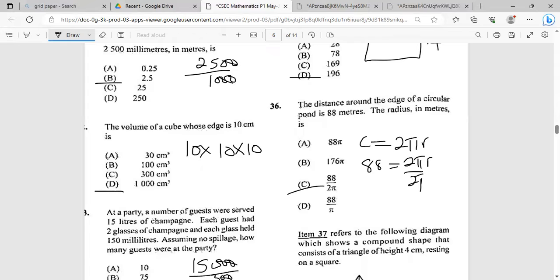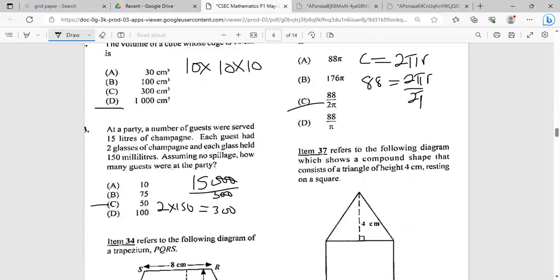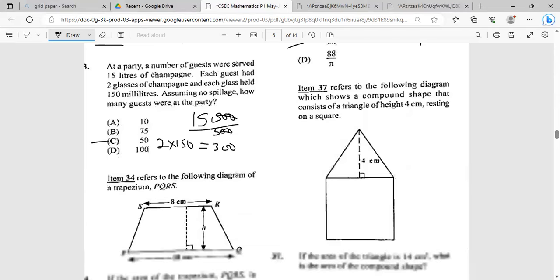Question 37: refer to the following diagram, which shows a compound shape that consists of a triangle with height resting on a square. If the area of the triangle is 14, what is the area of the compound shape? I think this one was a bit tedious, but if you could have reasoned it out, once you figure this out, you're good enough. Because you multiply a number by a number and divide by 2, right? So I could work it out.